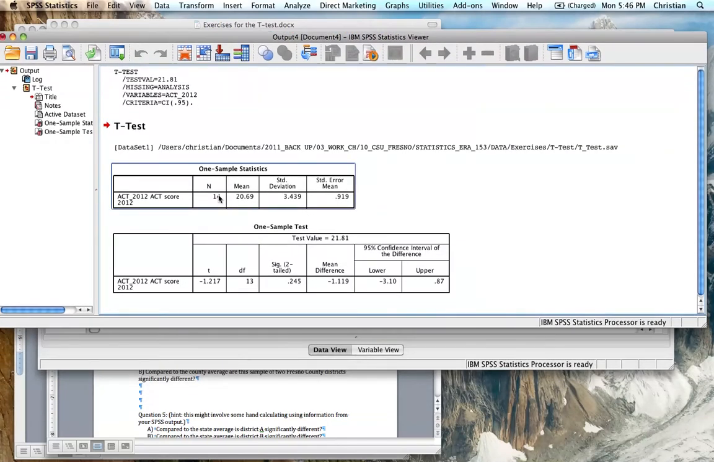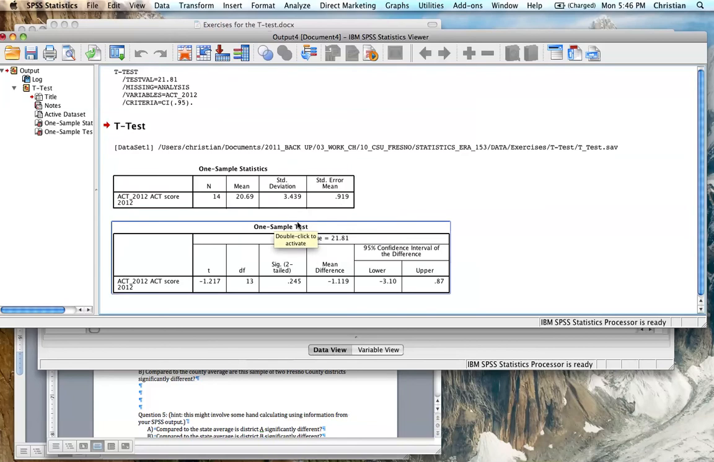See here, we get our ACT score, our sample size, or our 14 schools that we have. Our mean is 20.69 with a standard deviation of 3.439 and a standard error of the mean of 0.91.